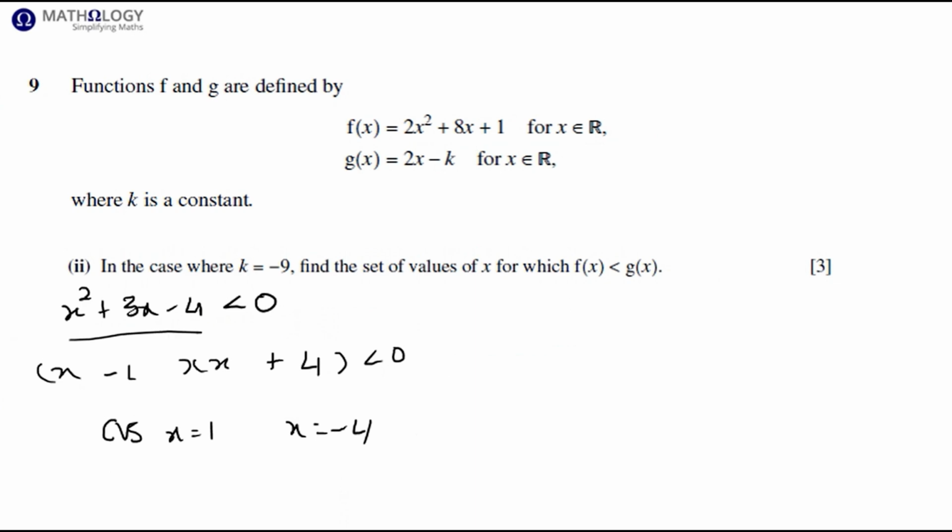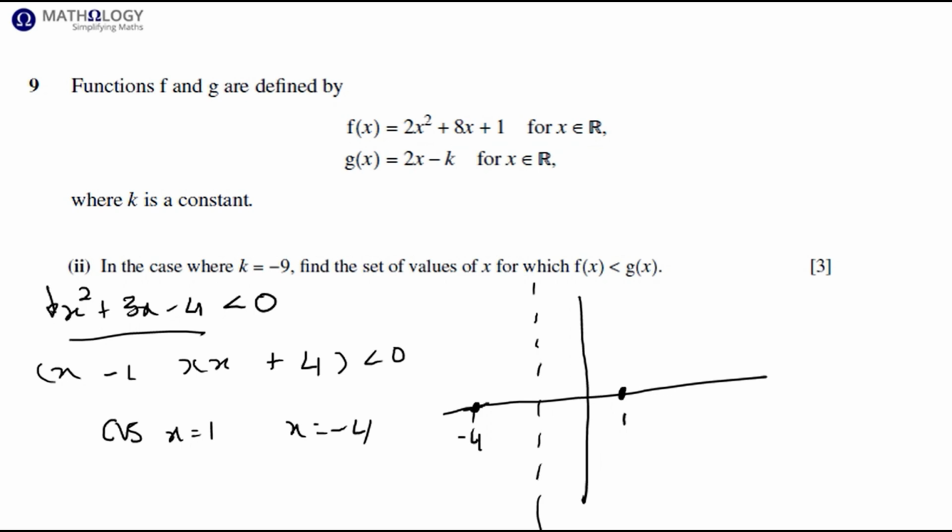Graphically, we are going to sketch the function x squared plus 3x minus 4. So the critical values are the x-intercepts. So we'll have x equals 1, x equals minus 4. Line of symmetry, we don't care too much about any other detail. We just need to sketch the x-intercepts and the general shape of the curve. The coefficient of x squared is positive, which means that the quadratic shape's up. So our function will look something like that.